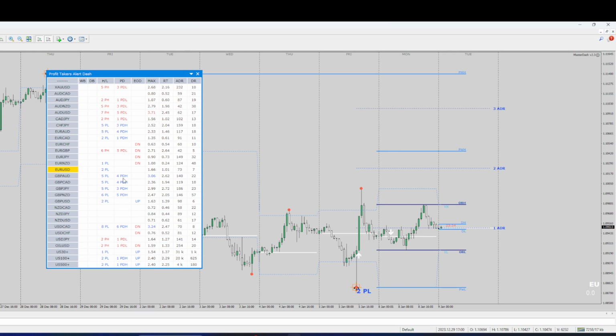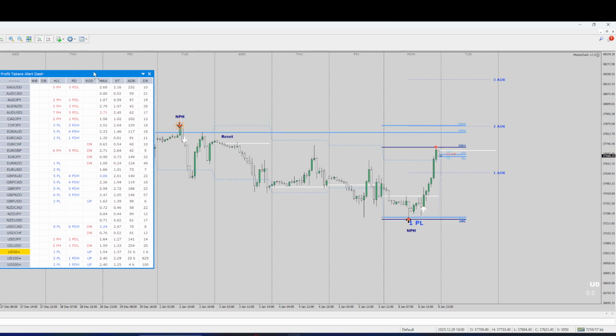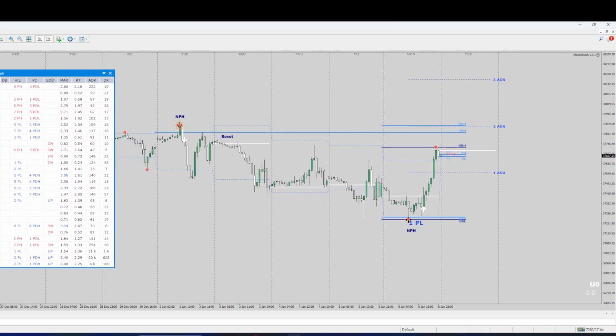Okay, so let's take a look at some of these pairs today. Like today we had US 30, right? We had a new bull run, guys. Look at that, right? Beautiful. We had our first day of the peak. So this was like a day zero. Okay, it was definitely day zero for Monday.